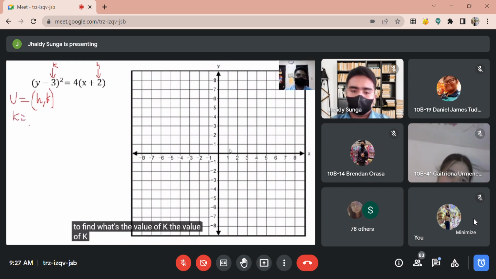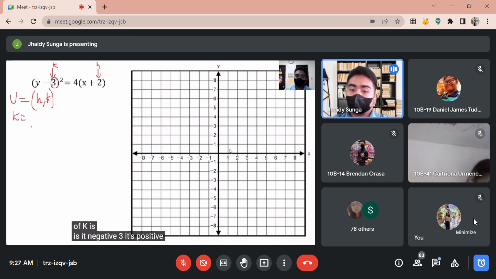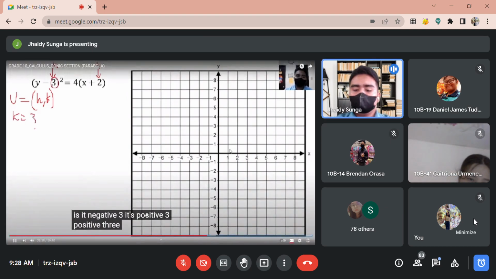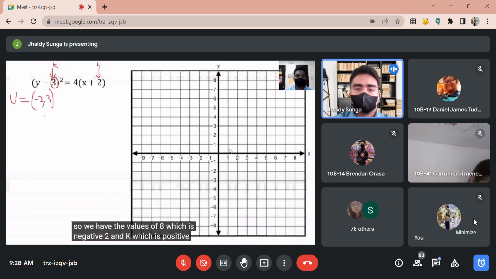The value of k is positive 3, I know you know it's positive already. The value of h, how about this? Negative 2. So h is negative 2 and k is positive 3. Alright, so we have the vertex already. So let's try to plot it already.